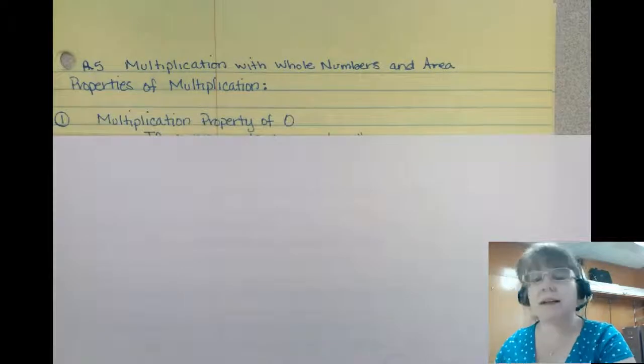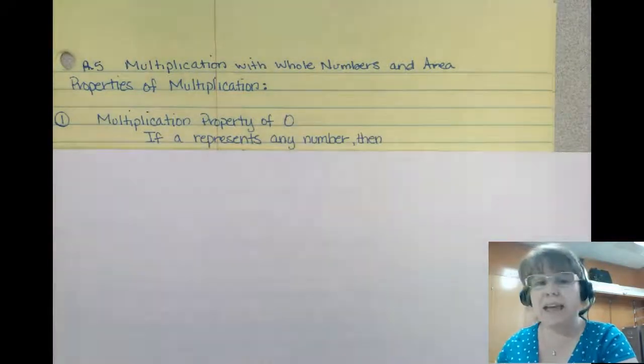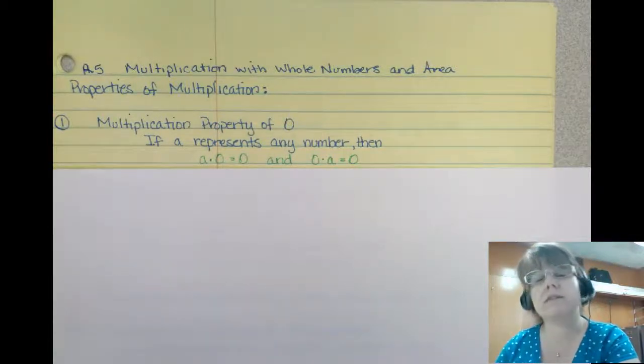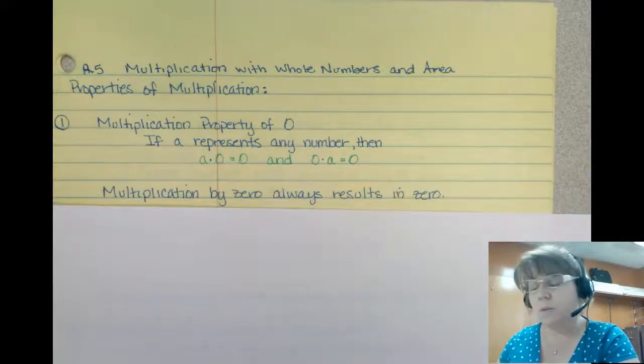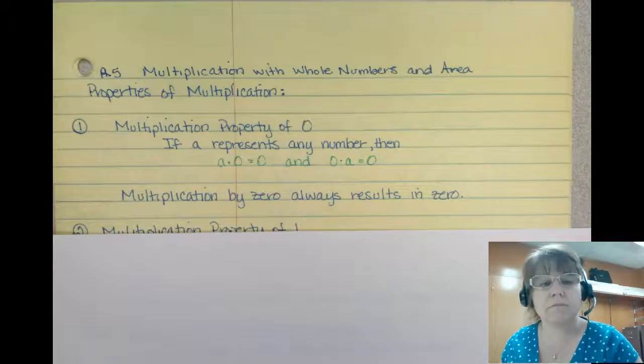So the first one is the multiplication property of 0. If A represents any number, then A times 0 equals 0, and 0 times A equals 0. That's just the fact. Even if A is 0, 0 times 0 is 0. So multiplication by 0 always results in 0.